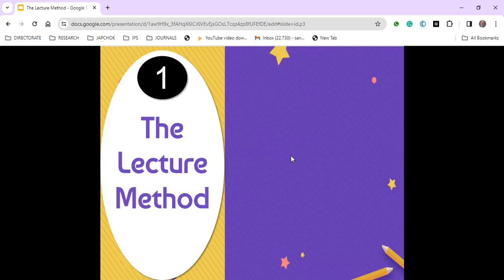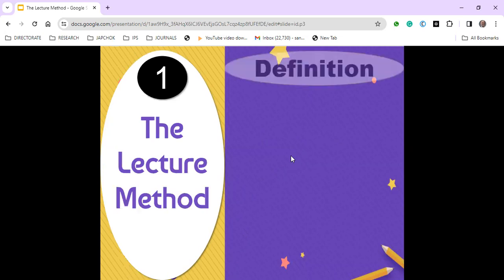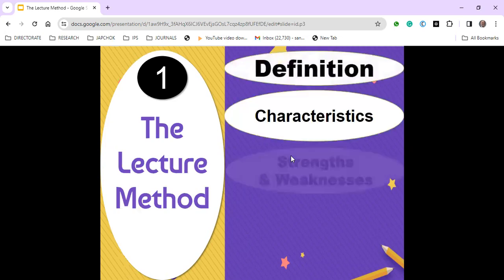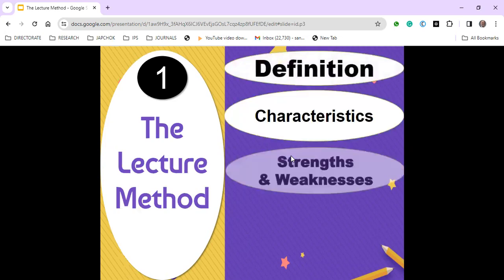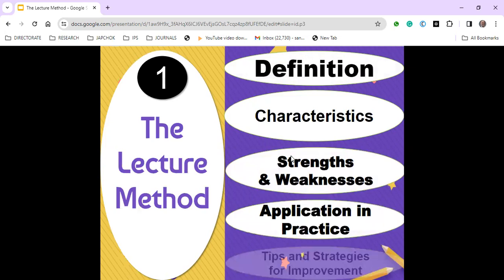which invariably means we have this to cover: the definition or description of the lecture method, the characteristics of the lecture method, the strengths and weaknesses of the lecture method, application in practice, as well as the tips and strategies for improvement.